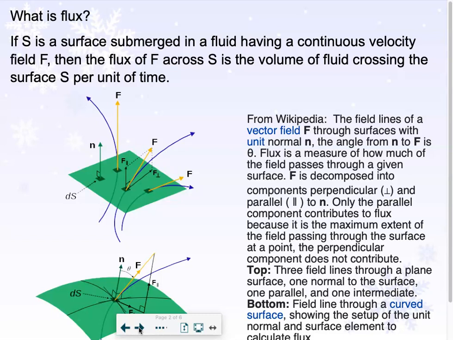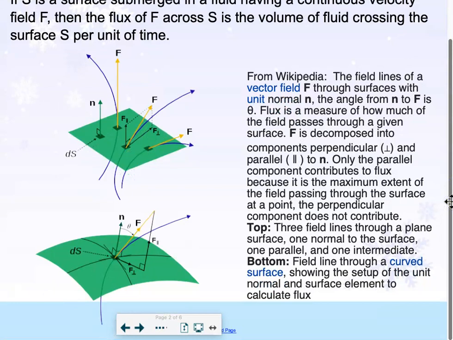The top picture shows three field lines through a plane surface, one normal to the surface, one parallel, and one intermediate. The bottom picture shows a field line through a curved surface, showing the setup of the unit normal and the surface element to calculate flux. So there you go. Basically, if I understand flux right, it's a measure of something flowing through something else. Something going through something else. Flux.